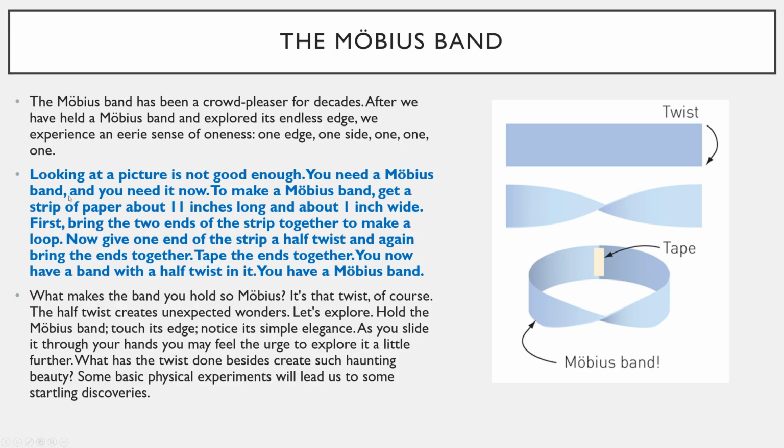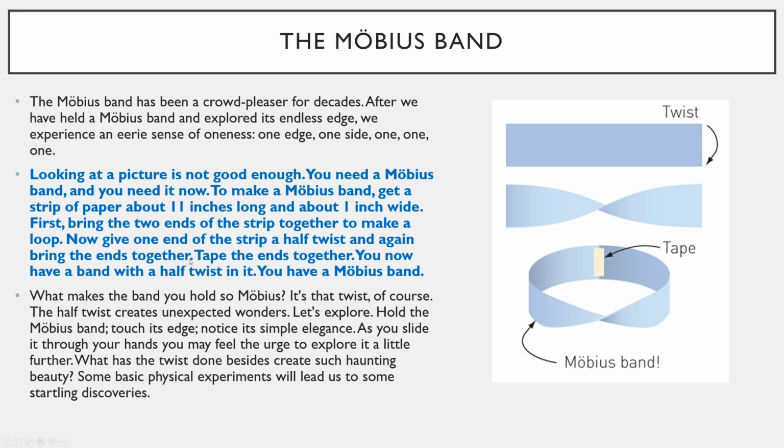To make a Mobius band, get a sheet of paper about 11 inches long and about 1 inch wide. First, bring the two edges of the strip together to make a loop. Now give one end of the strip a half twist and again bring the band ends together. After you've done the twist, tape them together. You now have a band with a half twist in it, and this is what's called a Mobius band. So look at this: you tape the two ends together with a twist.